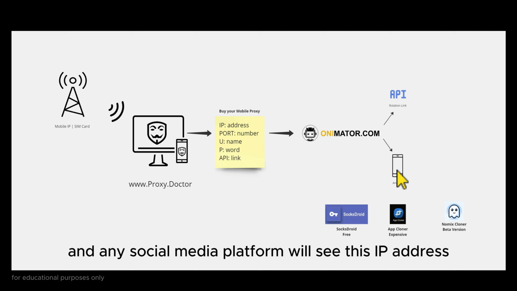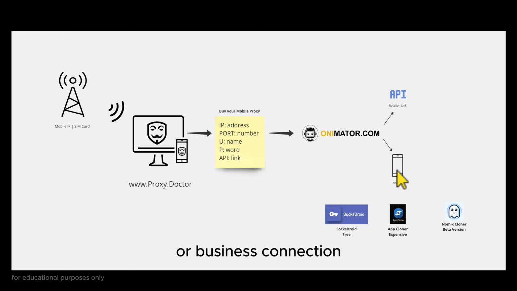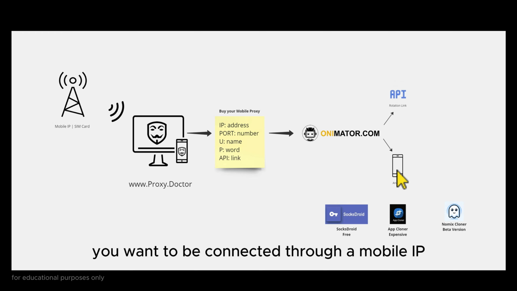Any social media platform will see this IP address and will know that you are on a residential or business connection. So they will know you're using your Wi-Fi and that you're connecting from that IP. Now, this is what we don't want, especially if we're using the apps that Onimator advises us to use. Those are mobile apps for mobile phones. You want to be connected through a mobile IP.